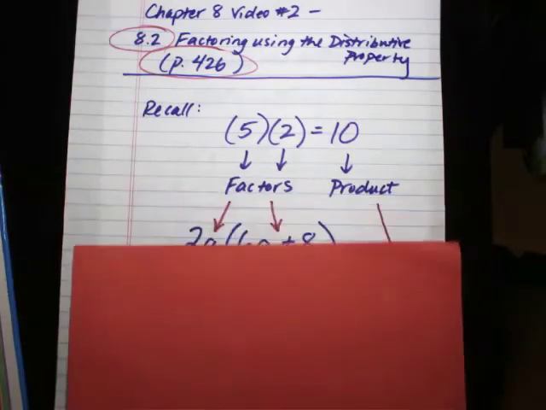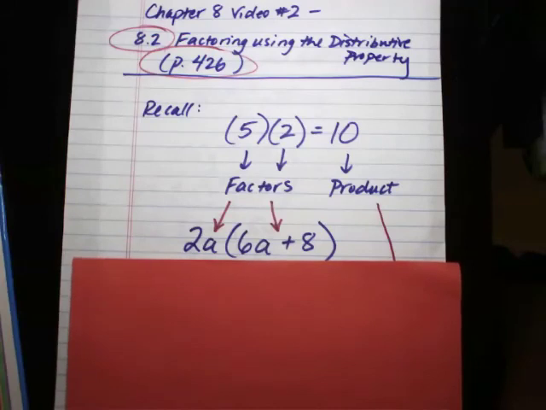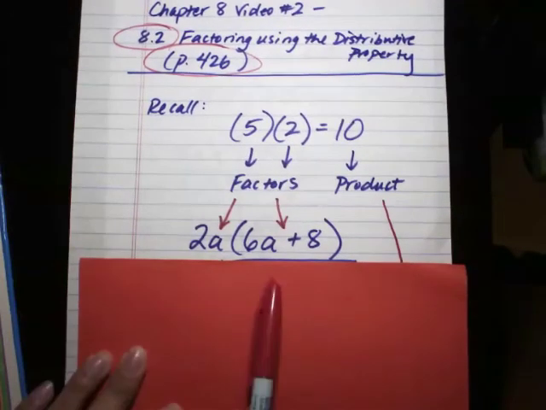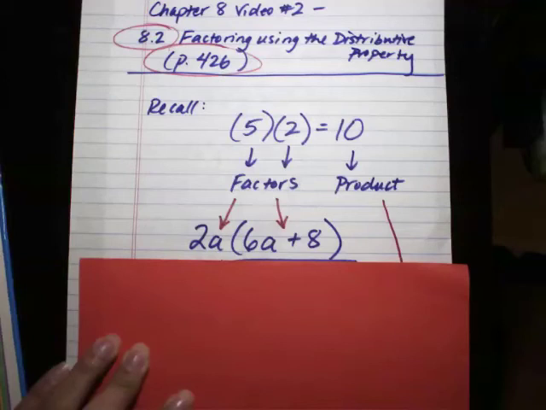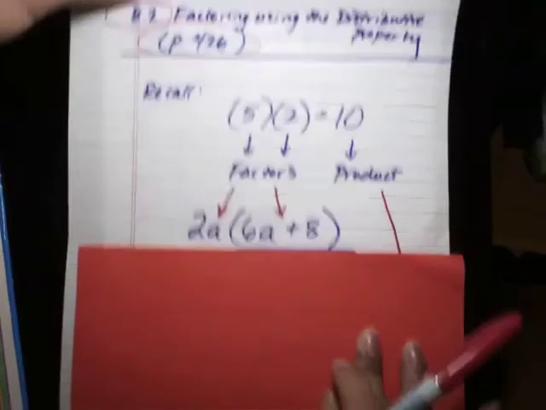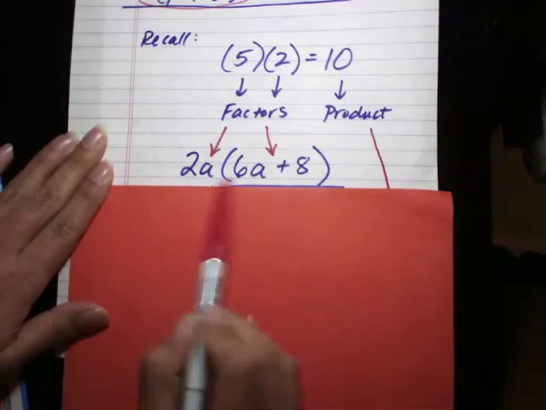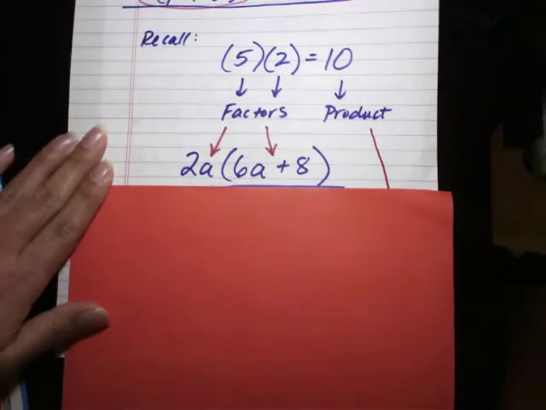Say, for instance, we're multiplying together 2a times the binomial 6a plus 8. Okay, the 2a is a factor, the 6a plus 8 is a factor. What do you think the product would be? Okay, the product would be, as you may already guess, what you would get if you multiply 2a times the quantity 6a plus 8. And when we multiply, you might remember that we need to distribute.